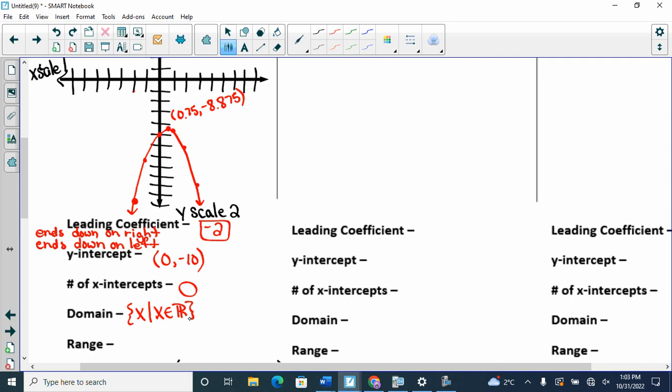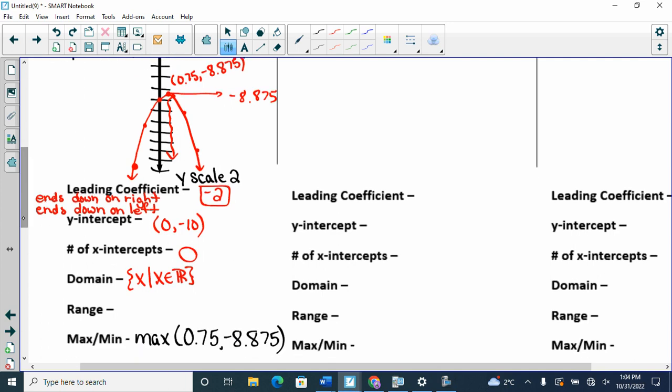Is my range all reals? No, it's not going on forever anymore, is it? So I have to look and say, okay, what is my highest Y? Because this is the maximum. What is my highest Y? What is this? It's not the 0.75, it's -8.875, right? So that's the absolute highest my graph can go. And then I have graph below it, correct? So how would I write that in range? I would go Y such that Y is less than or equal to, and what's my highest Y? -8.875.